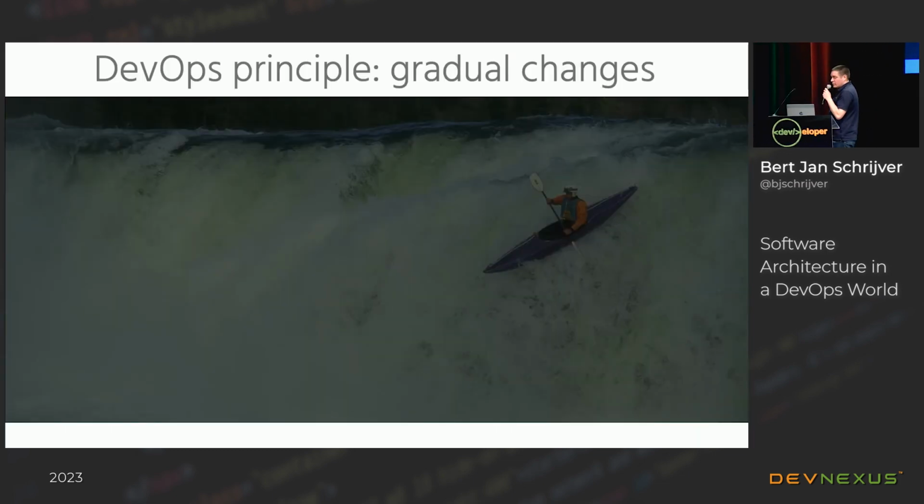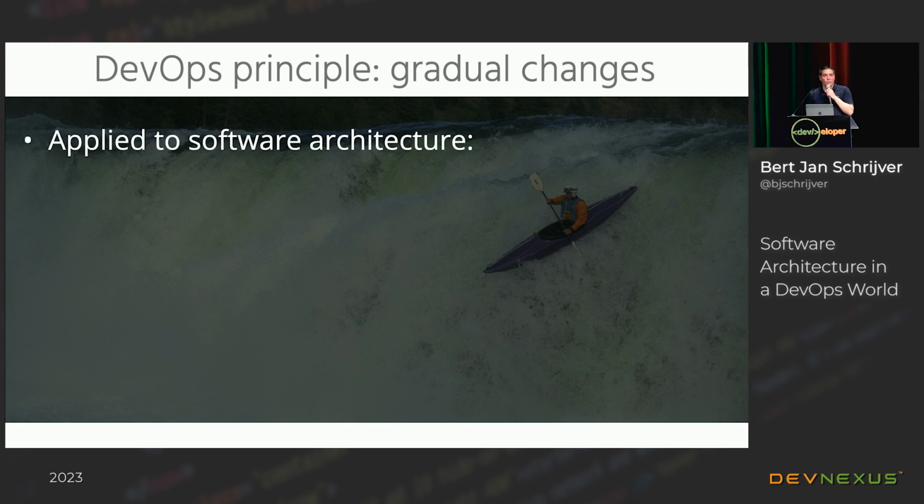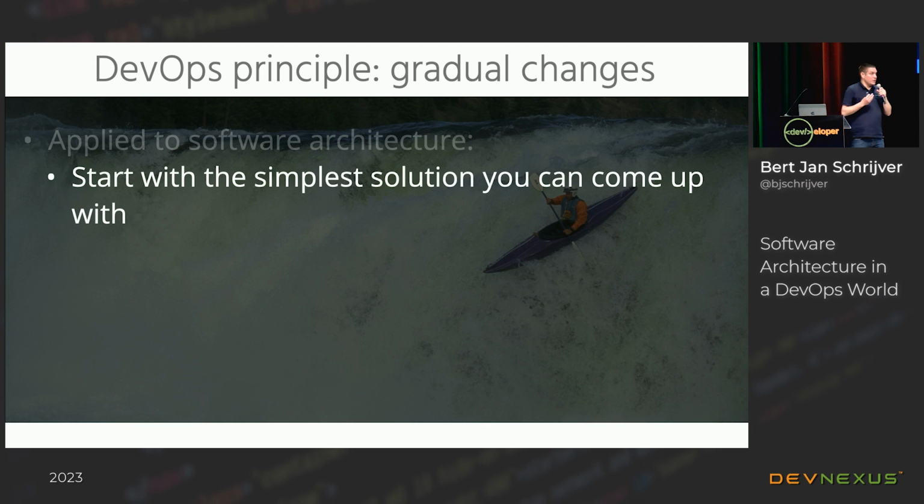We'll start with gradual changes, and we apply this principle to the world of software architecture. It means starting with something simple, the simplest solution that can possibly work that you can come up with. Take that and then start iterating from there. Obviously software needs to be future-proof, but I think it's also fairly obvious that we cannot predict the future, right?